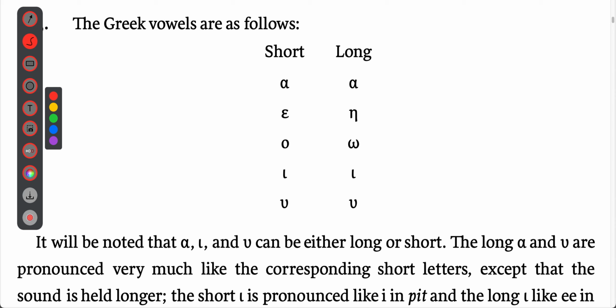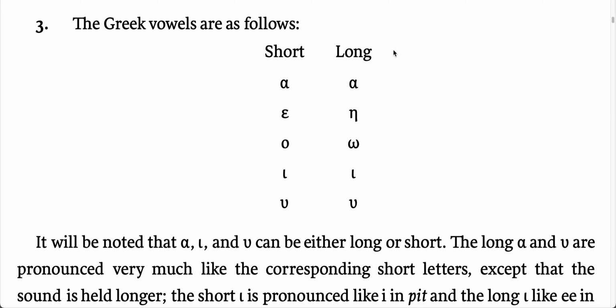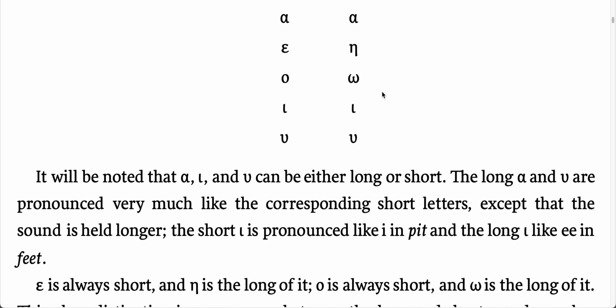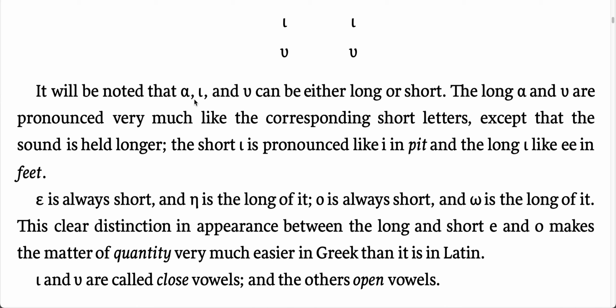So if it's a consonant, it's not on the screen, right? Only what's on the screen is what you see there, and those are the vowels. You learn the vowels, and you know that everything else that's not there, the other letters, function as consonants. So it will be noted that alpha, iota, upsilon can either be long or short. I was describing that already.